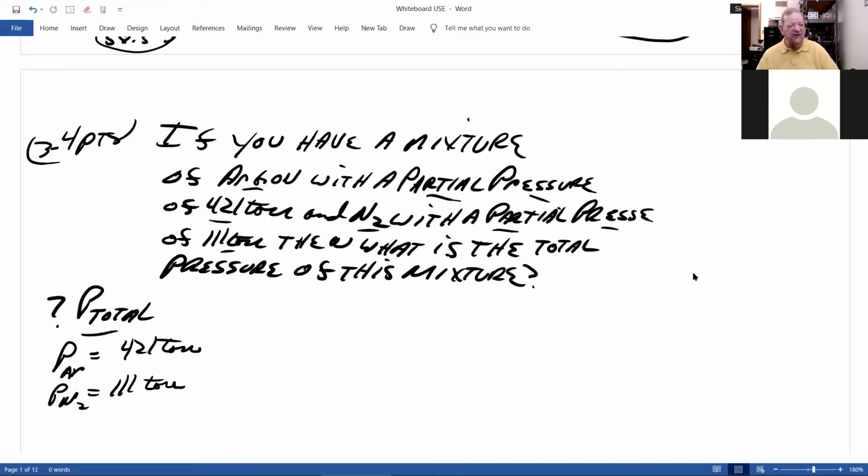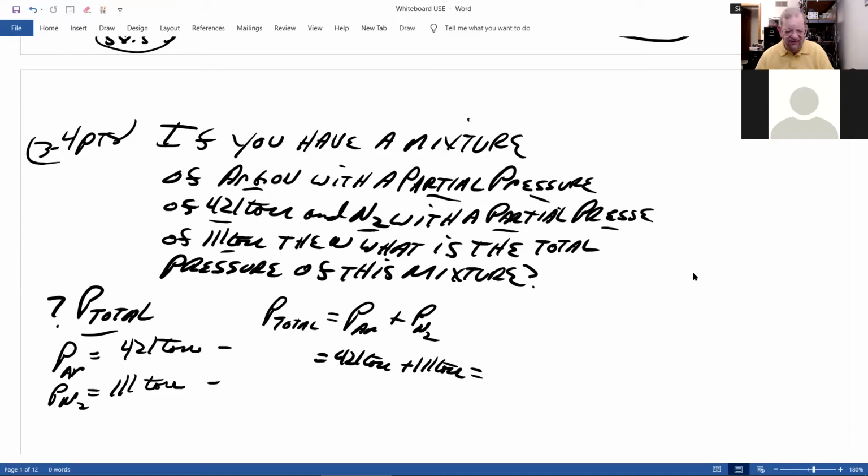And how do you do this? You use Dalton's law of partial pressures. P total equals the sum of the partial pressures of the gases in the mixture. So that would be the partial pressure of argon plus the partial pressure of nitrogen. In this case, that's 421 torr plus 111 torr. I'm going to see if I can do this in my head. Add them together: 532 torr. And that's Dalton's law of partial pressures.